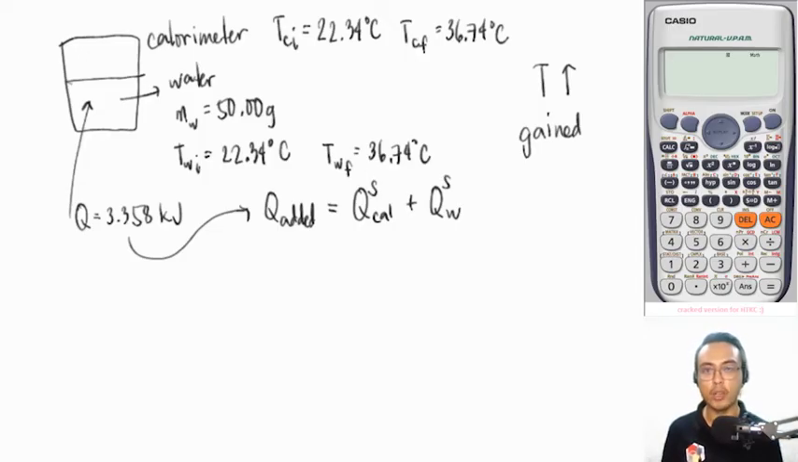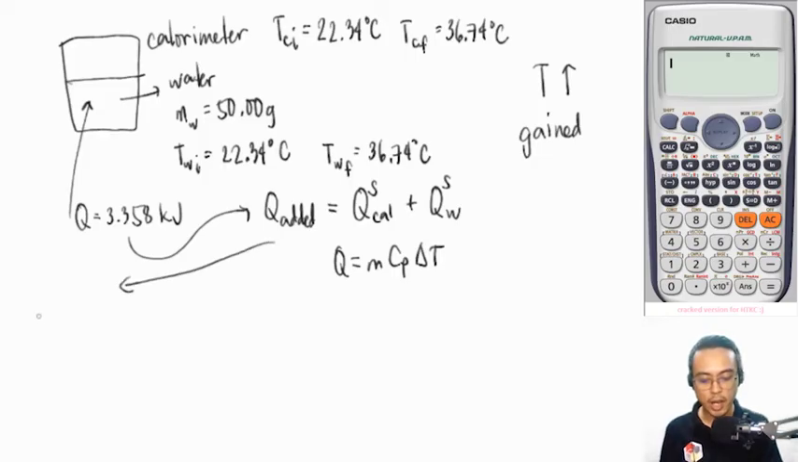And since they are both sensible heat, what equation are we going to use? We are going to use Q is equal to mCp delta T. Now, let us rewrite our energy balance. Our energy balance now becomes 3,358 joules. This is our heat added. I just converted it from kilojoules to joules by multiplying it with 1,000.